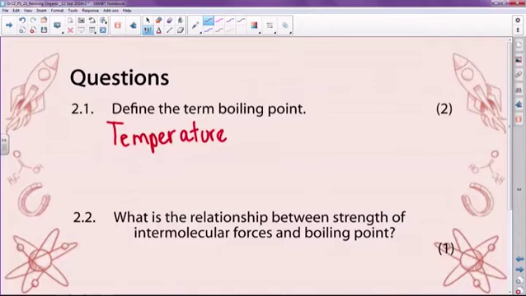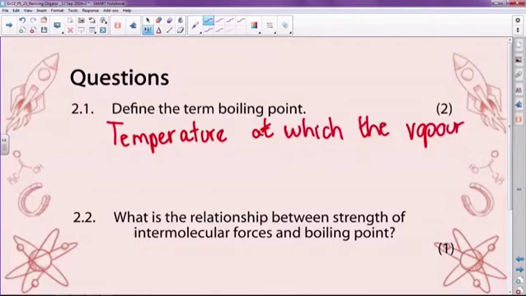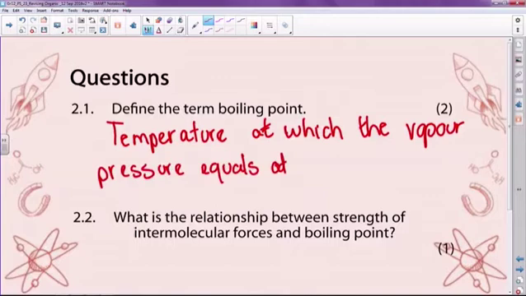Now watch what I'm going to say. At which the, now watch here, this is the important thing. The vapor pressure equals atmospheric pressure. Okay, that's when it starts to boil.